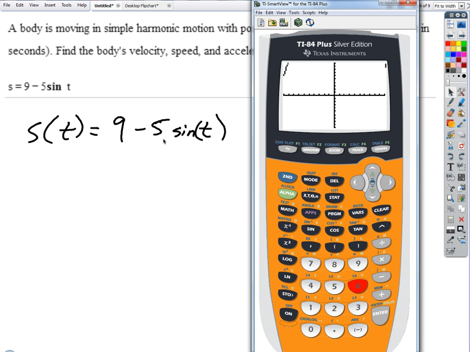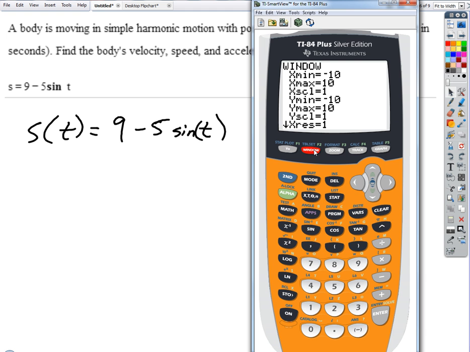So what if I made my window go from 0 up to 20? You're on X right now. Oh, you're right, I am. Just seeing if you're paying attention. Negative 10. So 0 to 20 will certainly capture that.